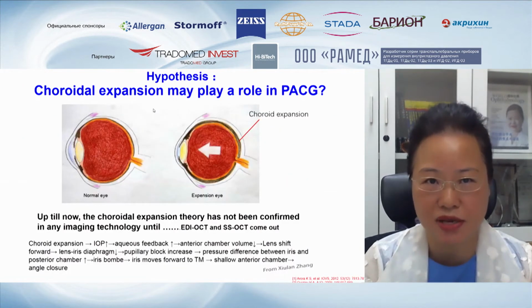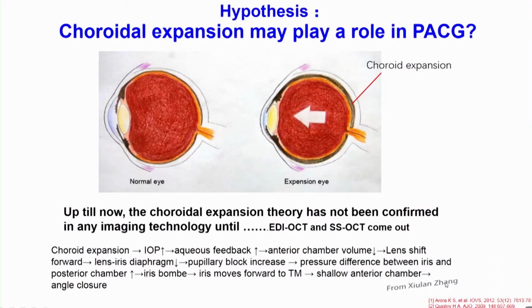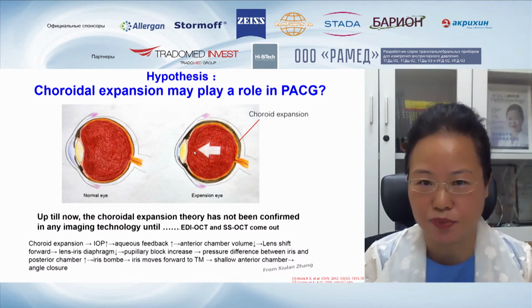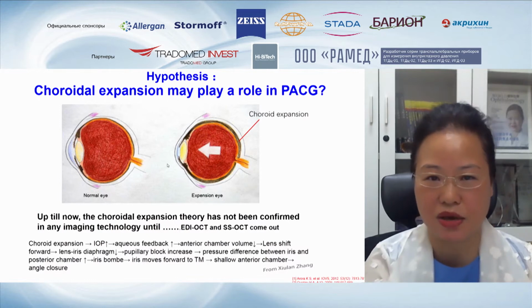How about the choroidal expansion theory? This hypothesis was raised by Dr. Quigley many years ago. But until now, the choroidal expansion theory had not been confirmed by any imaging technology until EDI and SS-OCT came out. My team has been engaged in this project for several years. This picture shows the choroidal expansion causing pressure onto the anterior chamber and blocking the anterior chamber, causing the IOP to increase.